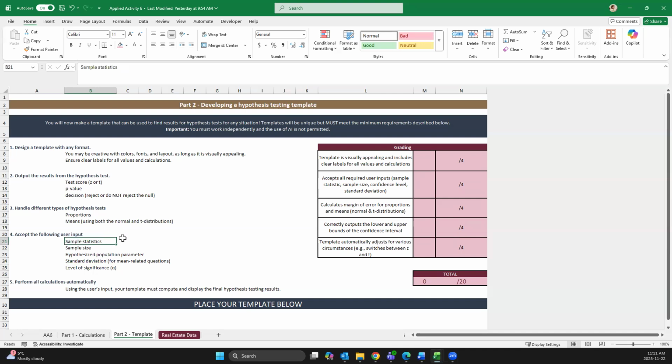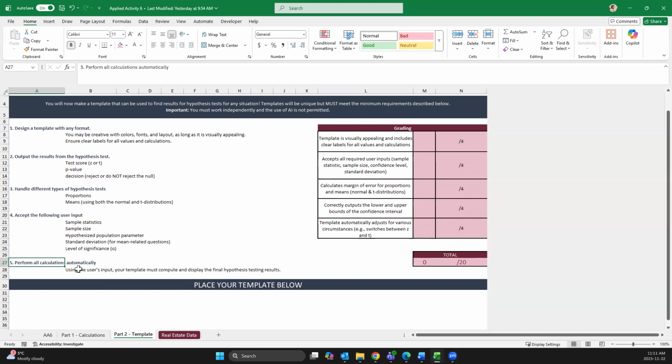By sample statistics, I mean it could be a p or it could be a mean, depending on what the question's about. And finally, taking the input, you need to display the final hypothesis testing results. So that means you need to display the test score, the p-value, and the decision.